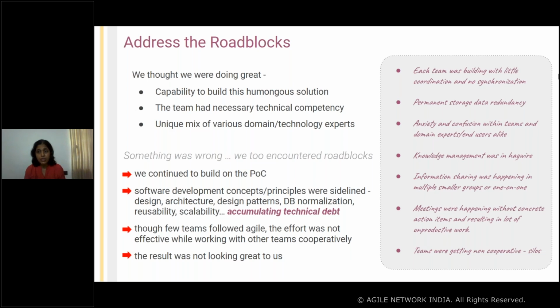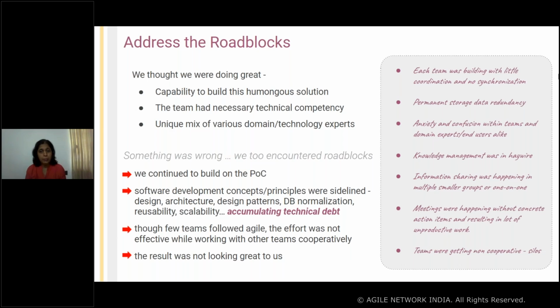Then there was anxiety and confusion within teams, domain experts and end users, because there was no proper synchronization happening. Coordinated communication was not put in place because, as I said, we started with the POC and moved on based on the feedback we were receiving, with each team building on their own. And knowledge management was in disarray. I mean, there was no management of knowledge at all.